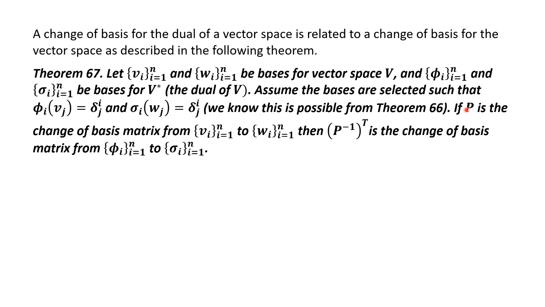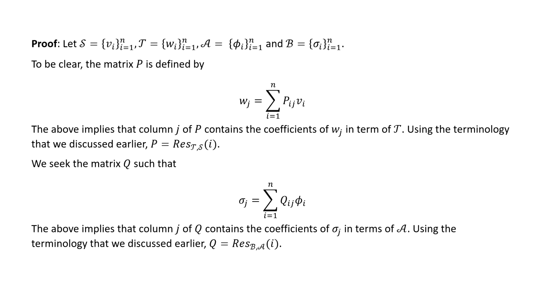And then the theorem says if P is the change of basis matrix from the basis V sub i's to W sub i's, then P inverse transpose is the change of basis matrix from the phi sub i's to the sigma sub i's. We'll prove that in the next couple of slides. On this slide, I have some notation and some clarifications. The first line here is just giving names to the different sets of basis elements. Script S for the V sub i's, script T for the W sub i's, and so on, alpha and beta for the other two bases for the dual space.